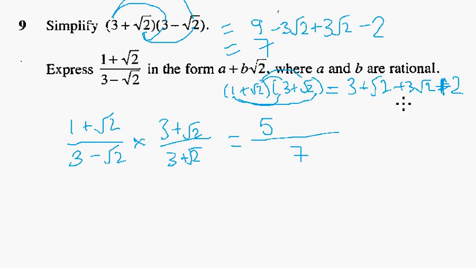Well, some people get confused by this, but I think an easy way of thinking about it would be as if you call root 2 x. If you have x and 3x and add them together, what do you get? 4x. So if you've got root 2 and 3 root 2 and you add those together, you get 4 root 2. Which gives us 5 plus 4 root 2 over 7. Now that doesn't look like the form we've been asked to give it in, a plus b root 2, where a and b are rational.